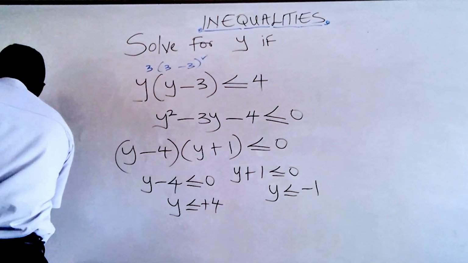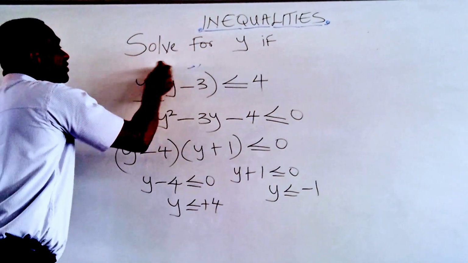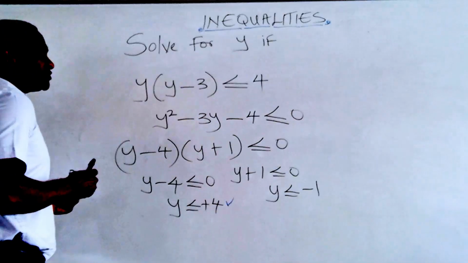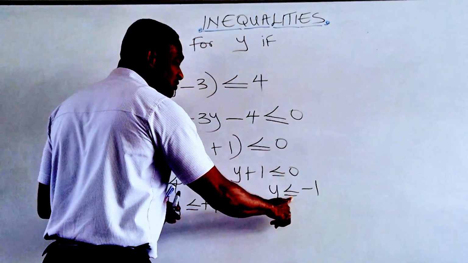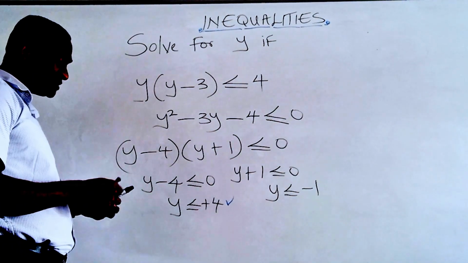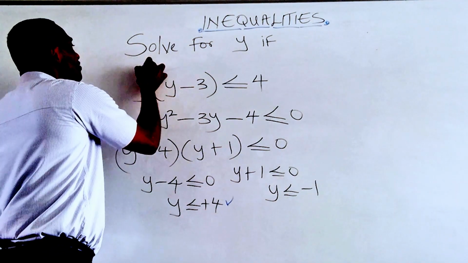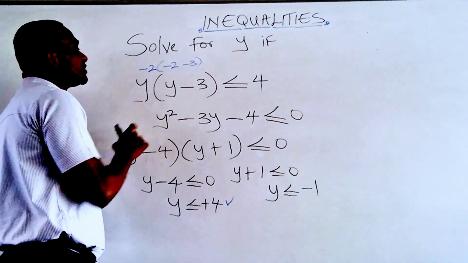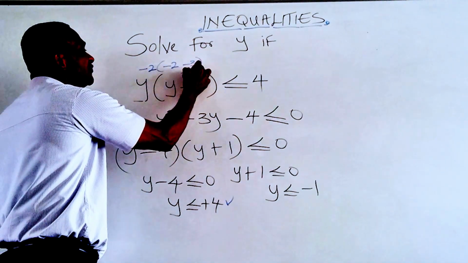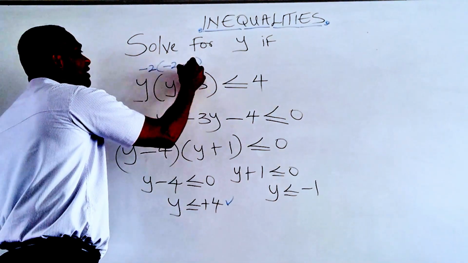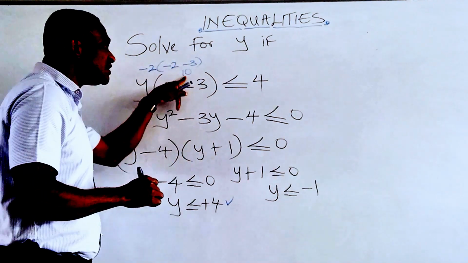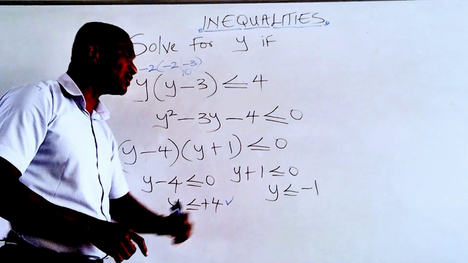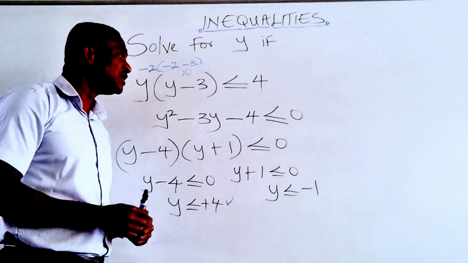Now we go again and choose. So it means that this is valid. We choose y is less than or equal to negative 1. We choose any value that is less than negative 1. Let's choose negative 2. So I have negative 2 times negative 2 minus 3. Negative 2 minus 3 is negative 5, times negative 2 is 10. Is 10 less than 4? The answer is no. So it means that this second value, based on our critical check, is not valid.